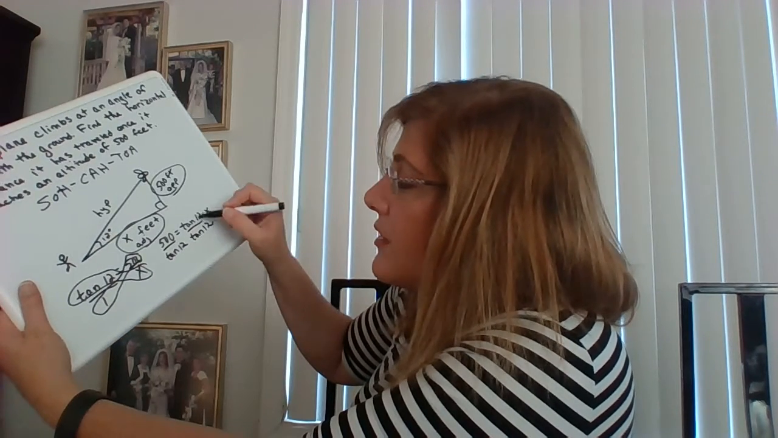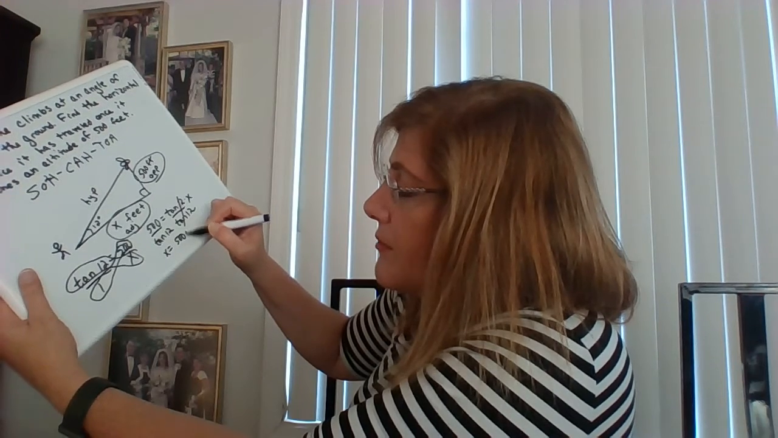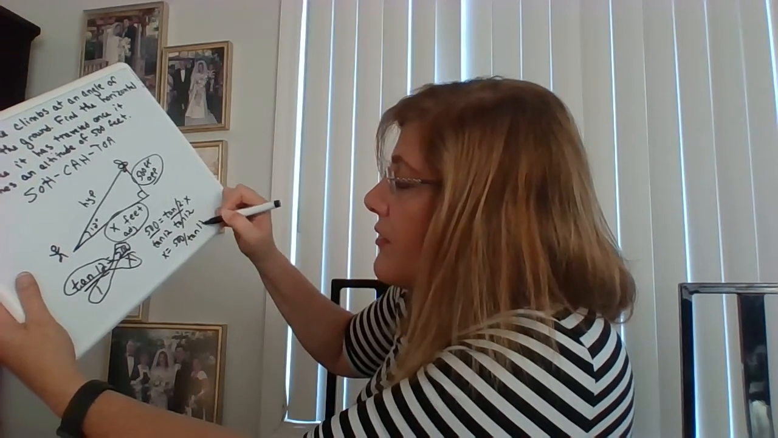Tangent of 12. These cancel. You get x equals 500 divided by tangent of 12. Let's see what that is. 500 divided by tangent of 12. Oh, it's 2,352.3 feet. So x equals 2,352.3 feet.